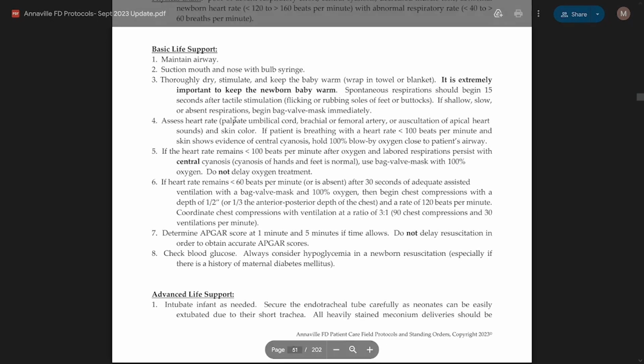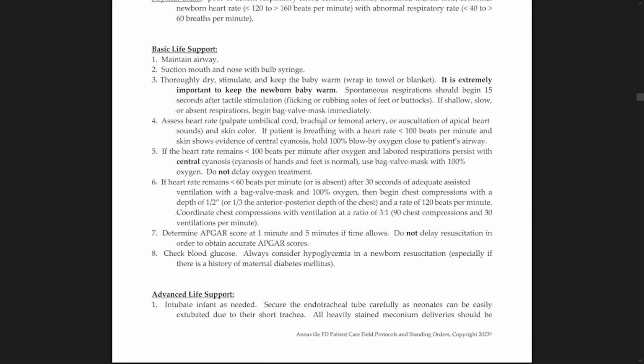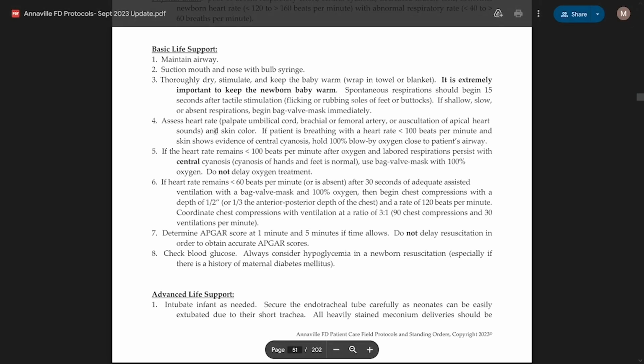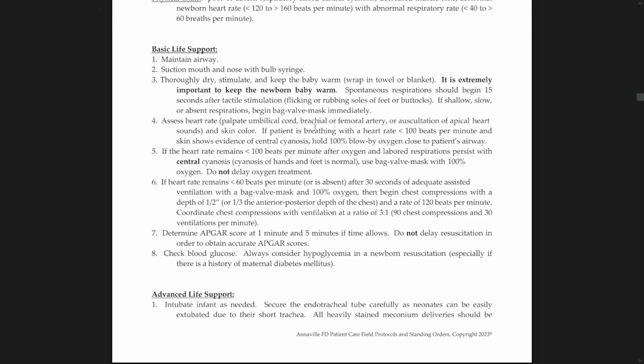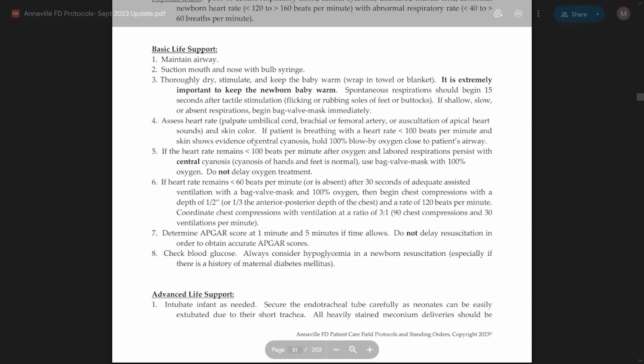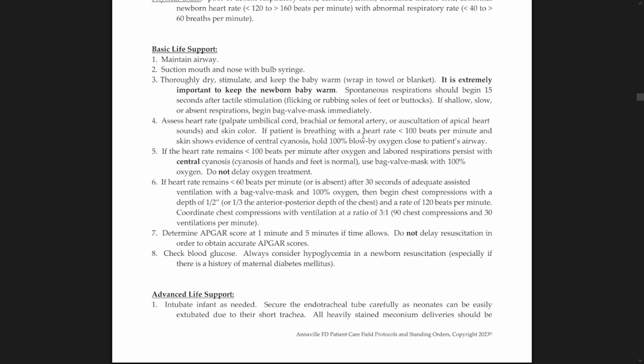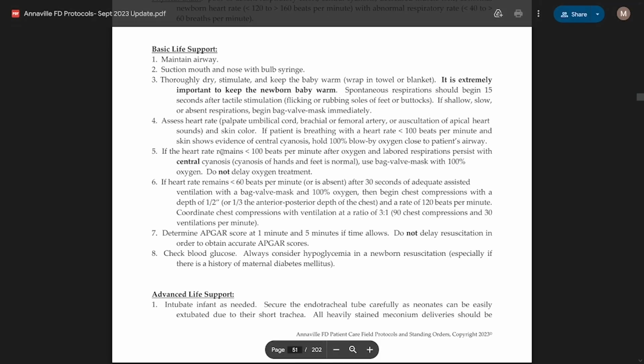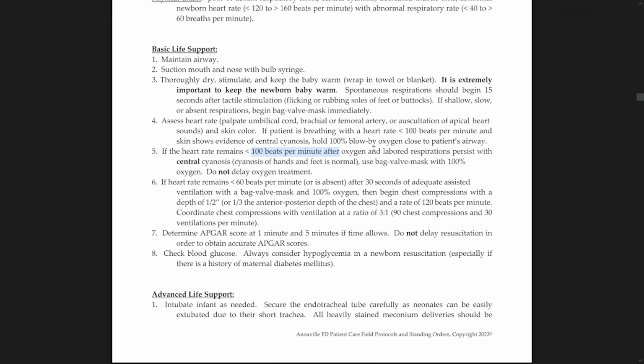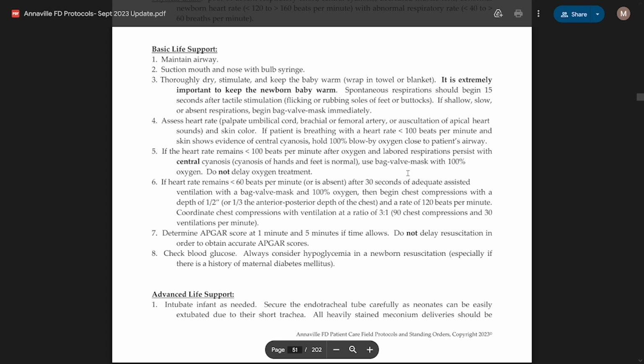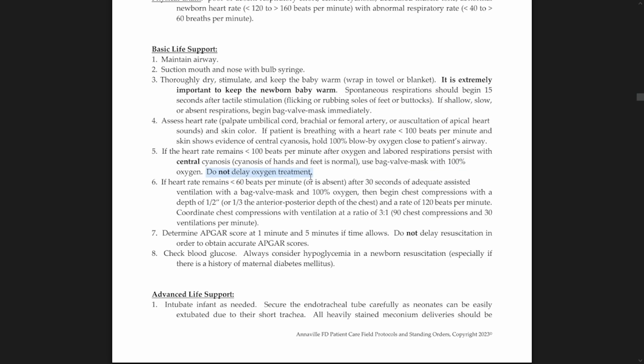Assess their heart rate, palpate an umbilical cord, a brachial or femoral artery, or auscultate the apical heart sounds, and check skin color. If the patient is breathing with a heart rate of less than 100 beats per minute, and the skin shows evidence of central cyanosis, hold 100% blow-by oxygen close to the patient's airway. If the heart rate remains less than 100 beats per minute after oxygen and labored respirations persist with central cyanosis, use a bag valve mask with 100% oxygen. Do not delay oxygen treatment.